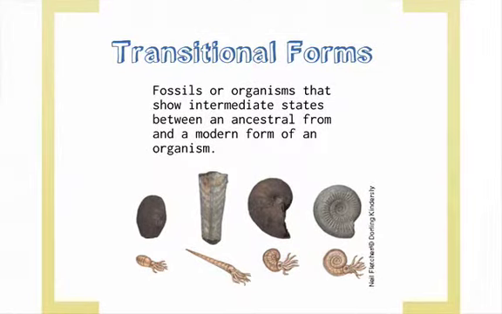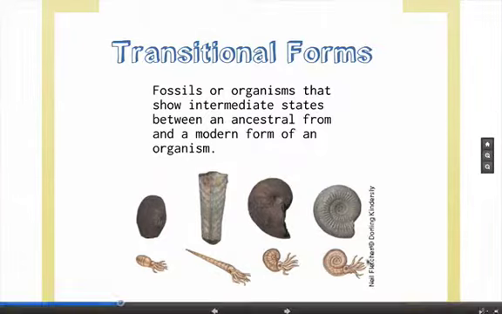Okay, we'll start with transitional forms. Transitional forms are fossils or organisms that show intermediate states between an ancestral form and a modern form of the organism. Right? Intermediate meaning an in-between state, an ancestral form meaning the oldest, and a modern form meaning the youngest. So down here in this graphic, we have the oldest on the left, increasing in modernity over here to this guy who's the most modern on the right.